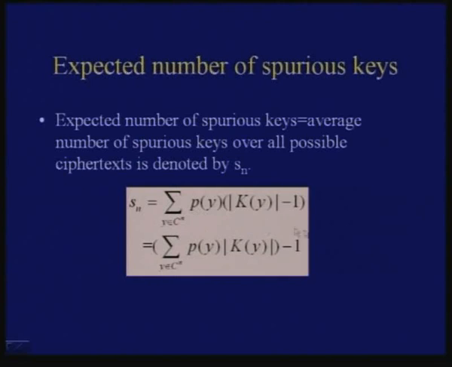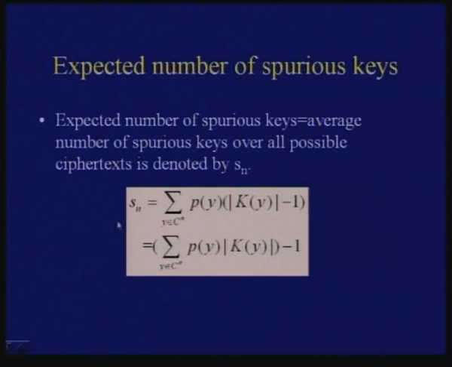If I simplify this formula, I can multiply this Py with Ky, and if I distribute this Py over 1, then I obtain the sigma of Py. What is the sigma of Py over all possible ciphertexts? It is unity, 1, right. So, I get the sigma of Py multiplied with the cardinality of Ky, and from there I subtract the value of 1. This gives me the expected number of spurious keys, right.